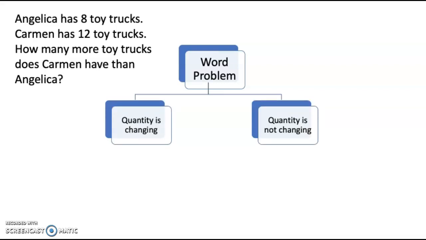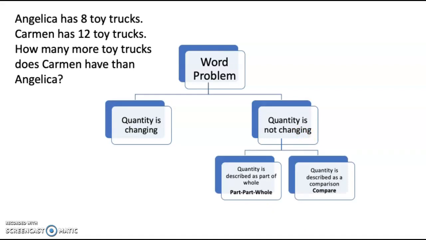If we look at the number of toy trucks Angelica has, we're not giving any toy trucks away or adding to the number of toy trucks she has. We're just comparing how many Angelica has to how many Carmen has. So quantities are not changing.